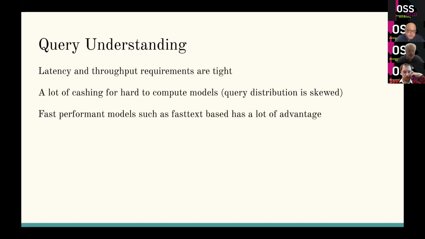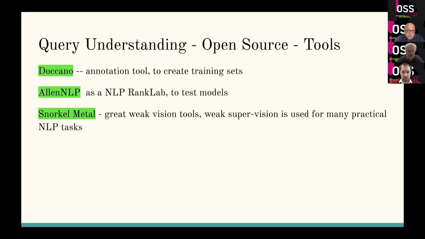Again, for building query understanding, latency and throughput requirements are tight. You have to process it for every query, and a lot of work is done on how to make it fast. It's hard to do. For example, transformers are good for offline processing. They're not super fast, but fastText has a lot of advantages, and you can build pretty high performance models using it.